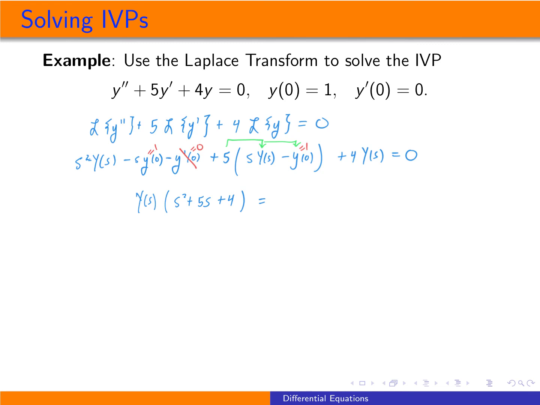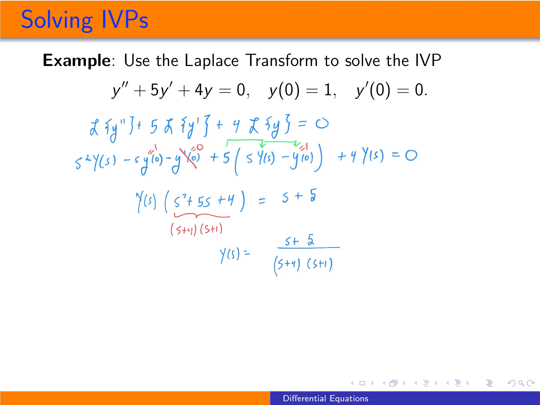Then I'm going to move the other terms remaining to the right. The minus s is going to be a plus s on the right, and the minus 5 is going to be a plus 5 on the right. And now we isolate the big Y of s. So note that the quantity multiplied by big Y of s would factor as s plus 4, s plus 1. So that big Y of s is equal to s plus 5 over s plus 4, s plus 1.